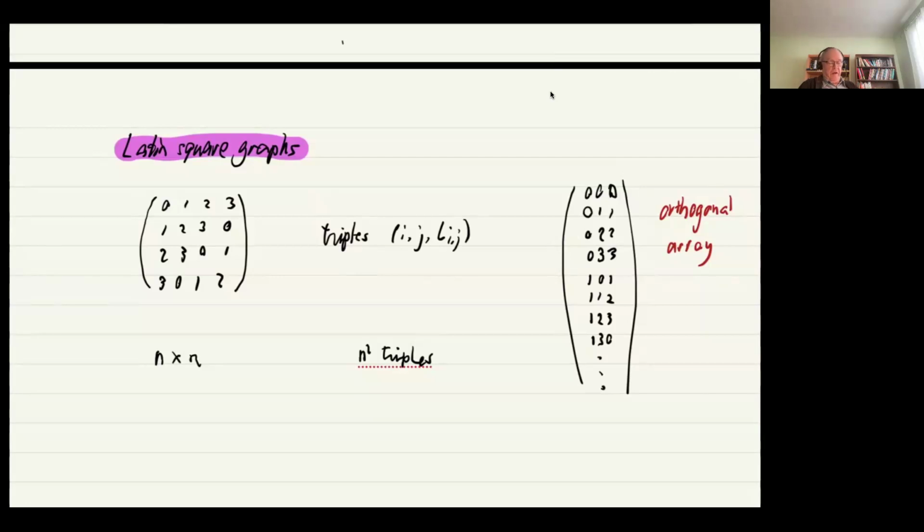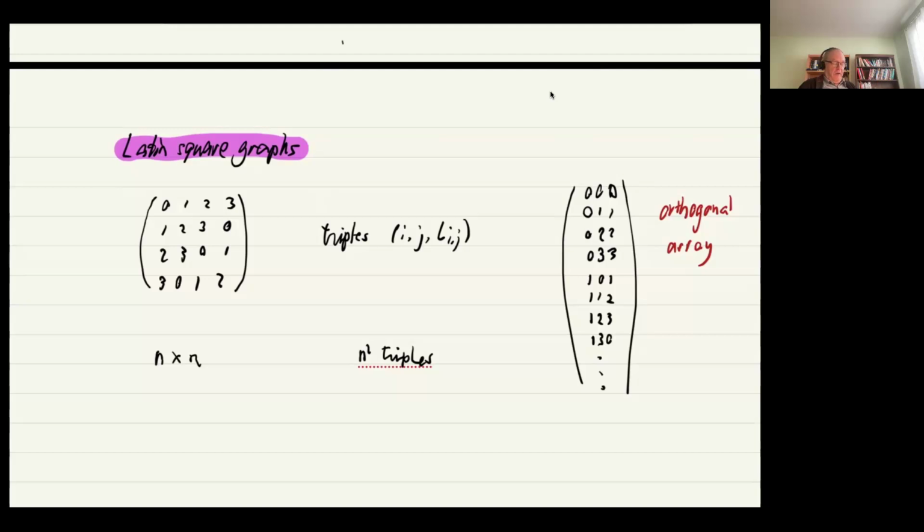Okay, so in the first 2 columns, you can see 0, 2 would occur exactly once. I was too lazy to write them all out. There's only 16, but there it is. So the advantage of the orthogonal array description is that the first column corresponds to the rows, the second column corresponds to the columns, and the third column corresponds to the colors.